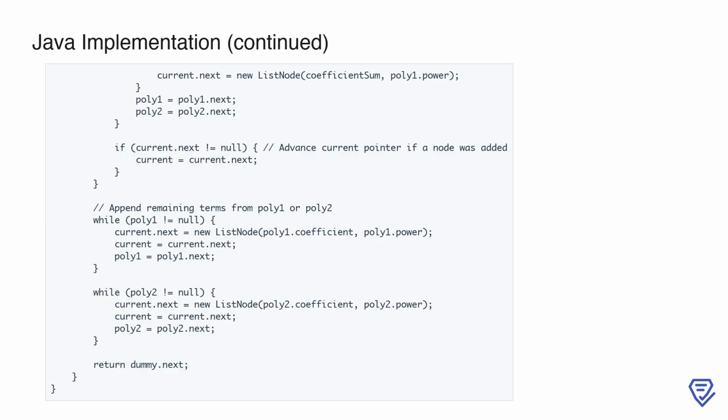If poly1 still has terms, we append them directly to the result list, advancing the current pointer and poly1 as we go. Similarly, if poly2 has terms left, we append those as well, following the same process. This ensures that all terms from both input polynomials are included in the result. Finally, we return dummy.next, which points to the head of the result linked list, effectively skipping over the dummy node. This implementation guarantees that we handle all cases, including mismatched powers and zero coefficients, while maintaining the correct order of terms in the resulting polynomial.